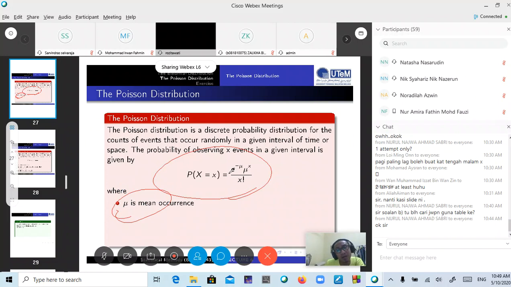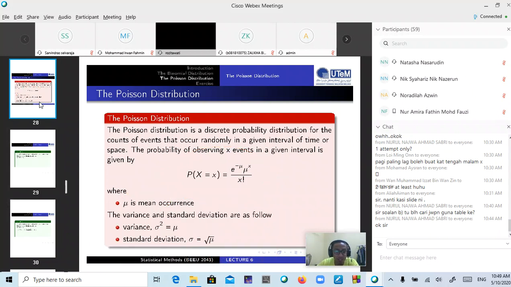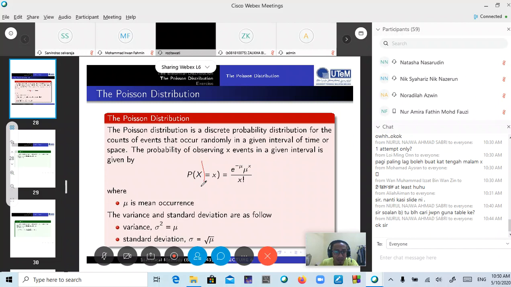Okay, when we talk about Poisson, it's refer to the mean. Kalau dalam soalan tu ada mean, maksudnya dia adalah Poisson distribution. Okay, how to find variance? Variance also equal to the mean, and then standard deviation is the square root of your mean. Okay.